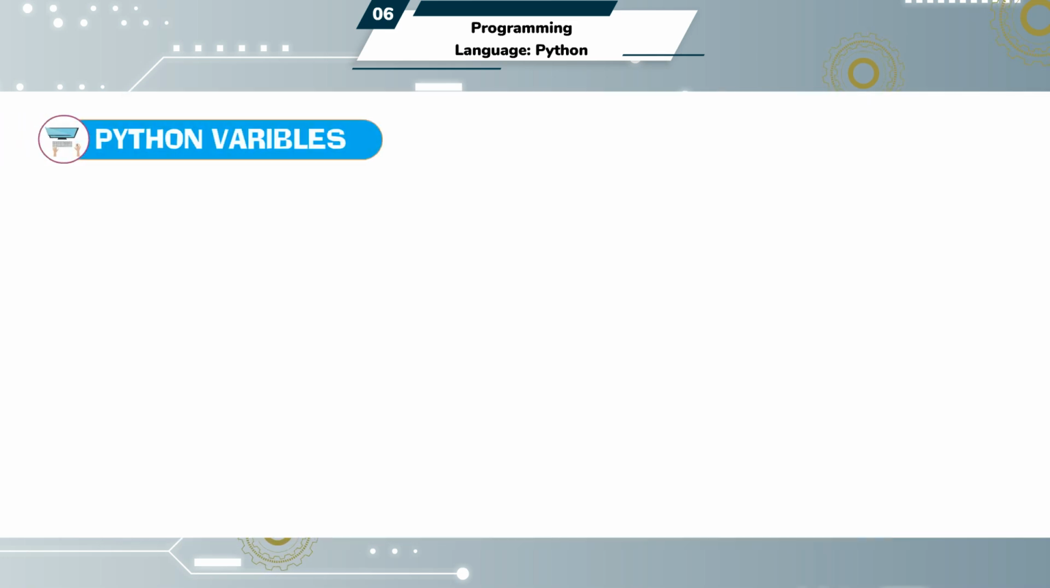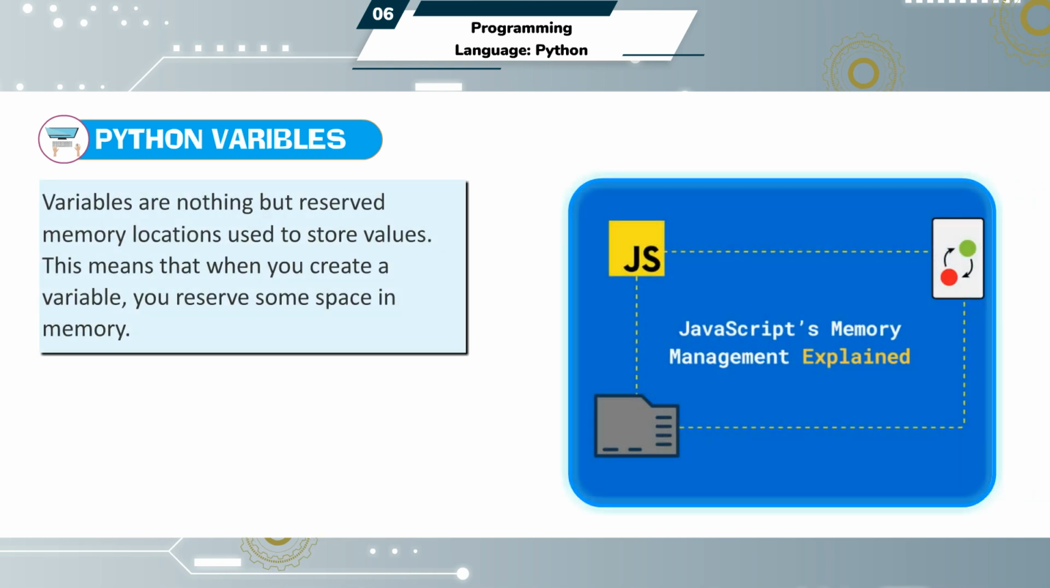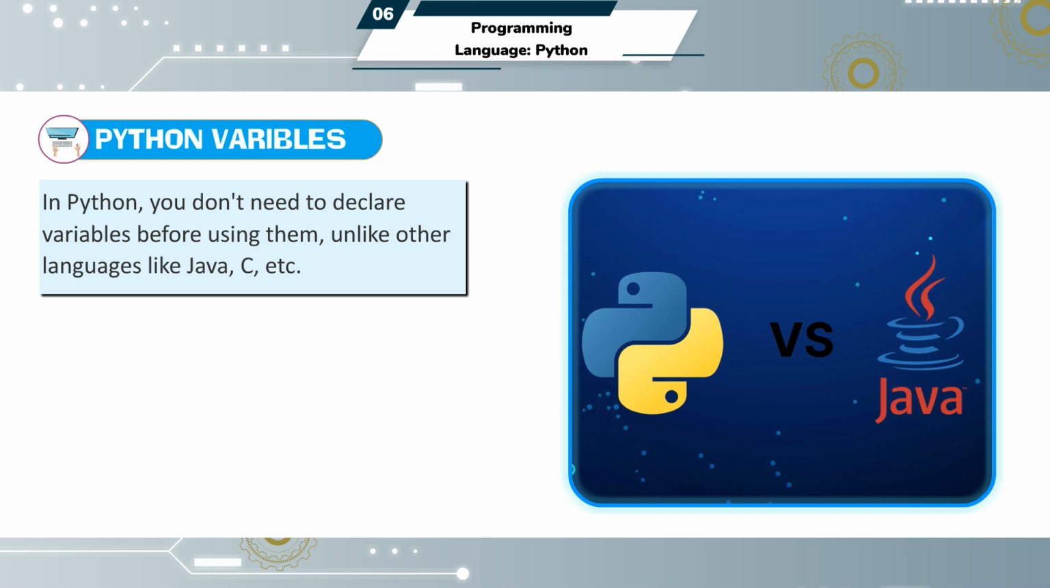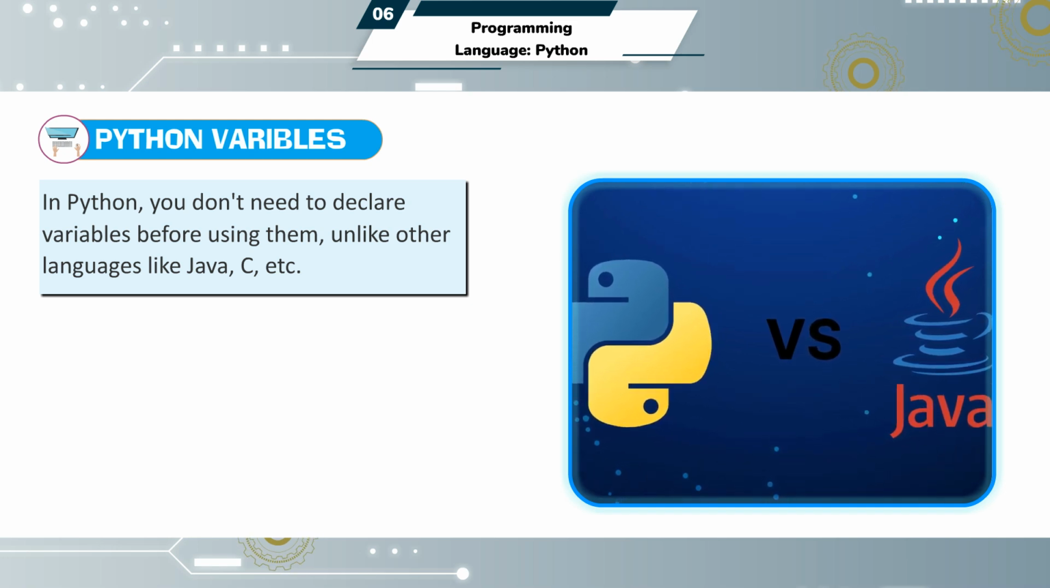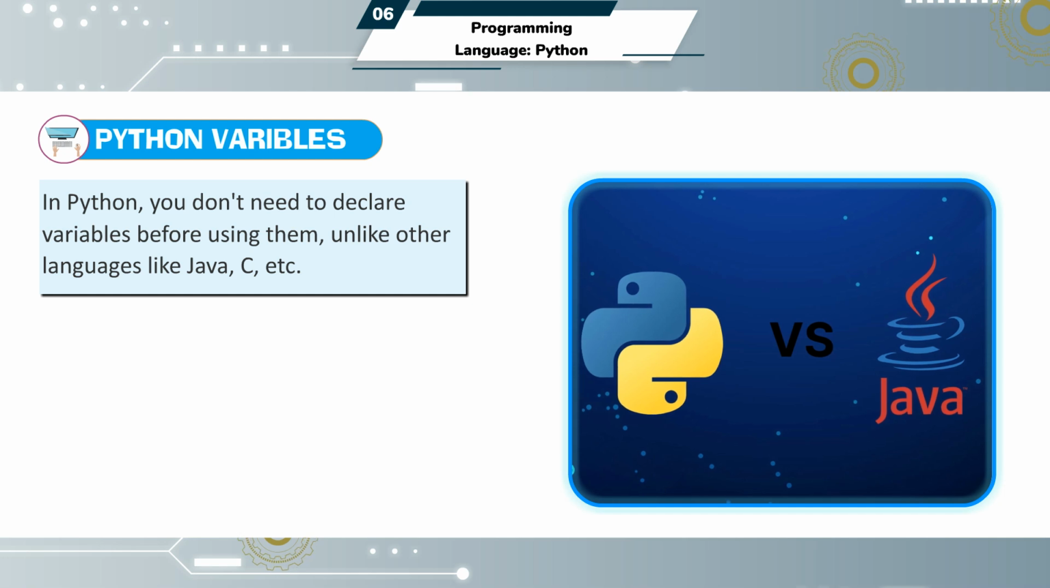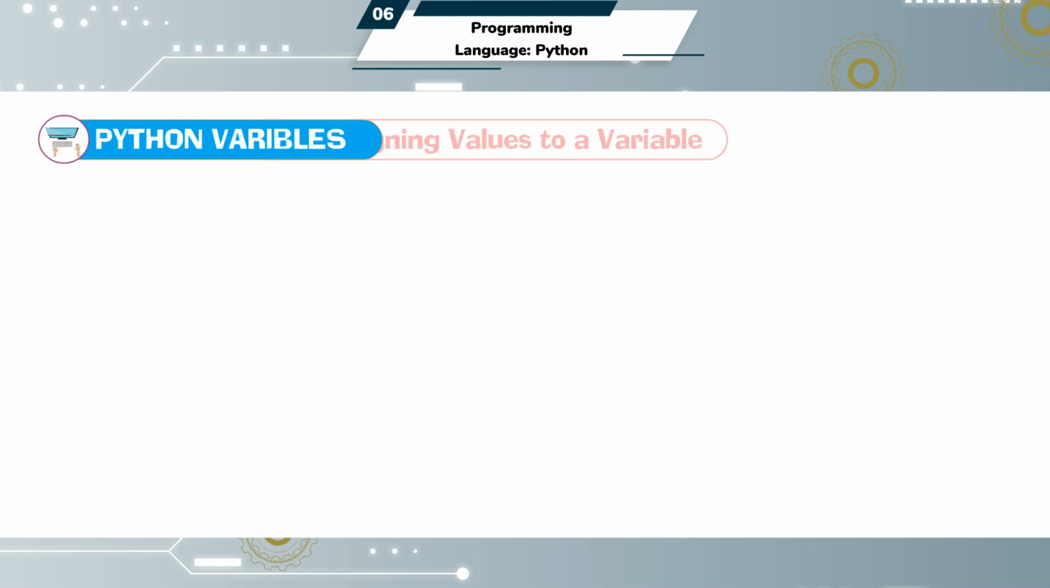Python variables. Variables are nothing but reserved memory locations used to store values. This means that when you create a variable, you reserve some space in memory. In Python, you don't need to declare variables before using them, unlike other languages like Java, C, etc.